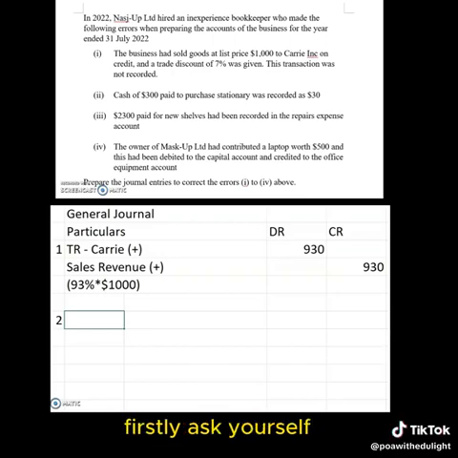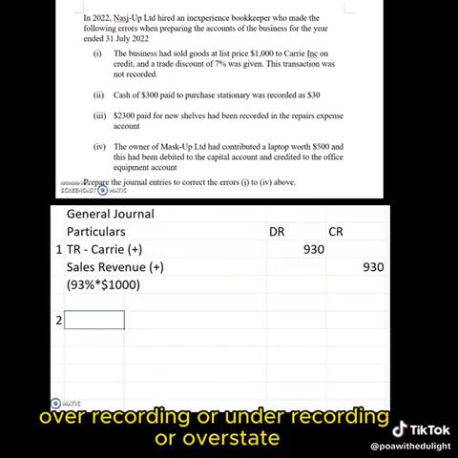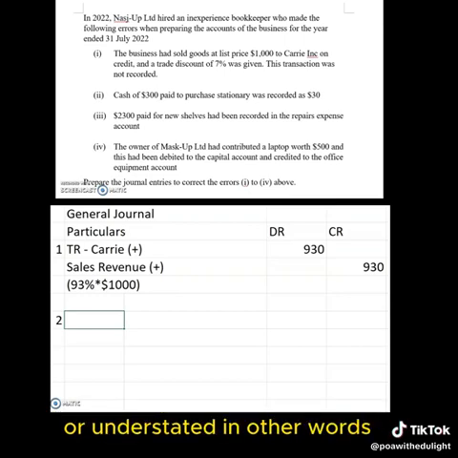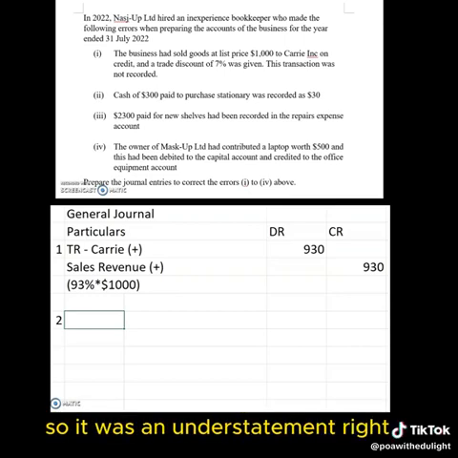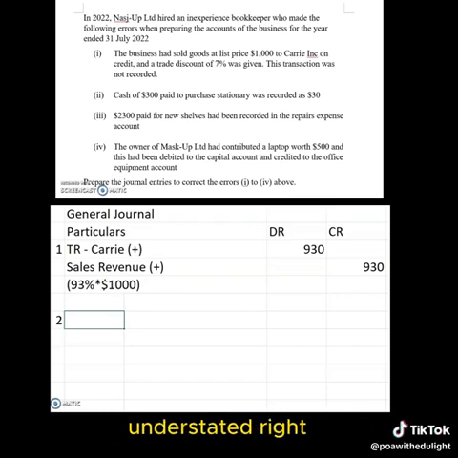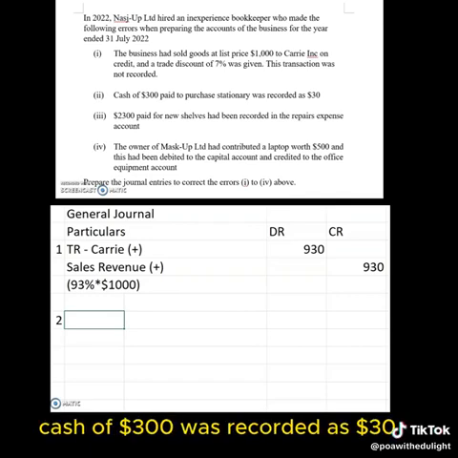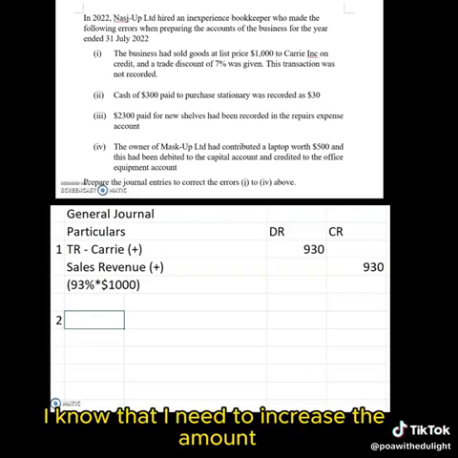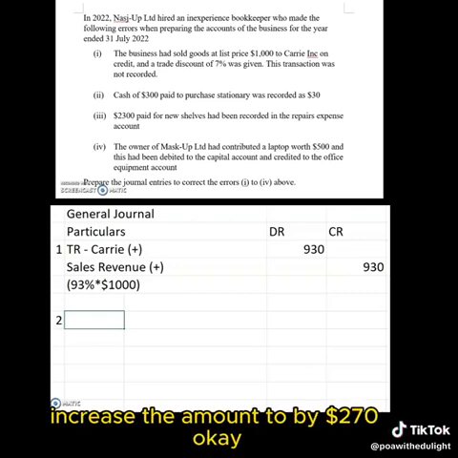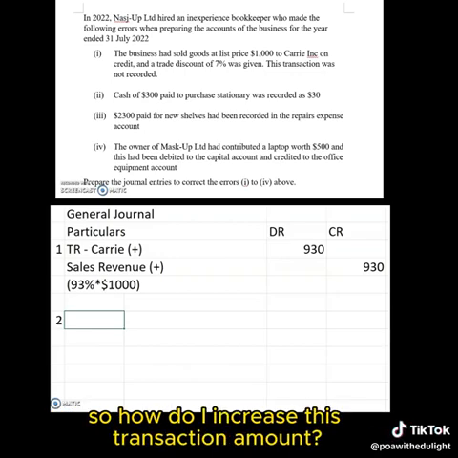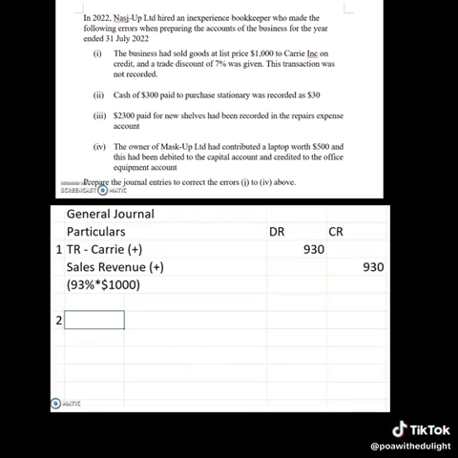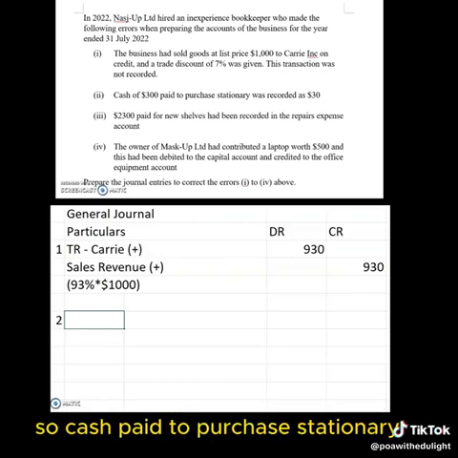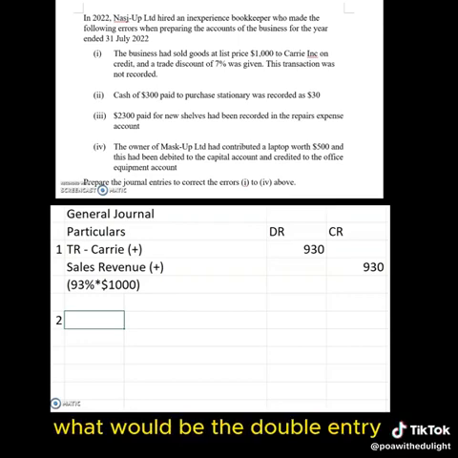Firstly, ask yourself, was this over-recording or under-recording, in other words overstated or understated? It was an understatement, right? Cash of $300 was recorded as $30. So immediately I know that I need to increase the amount by $270. How do I increase this transaction amount? We have to look at the transaction itself: cash paid to purchase stationery. What would be the double entry? We will need to pay using cash.